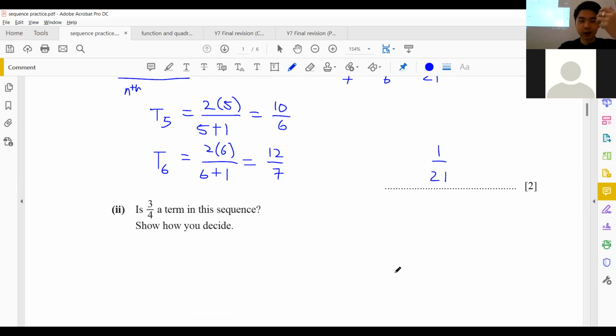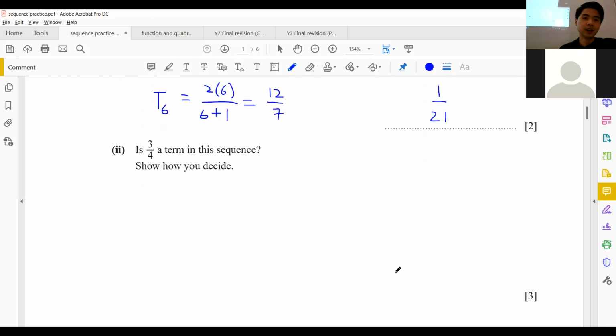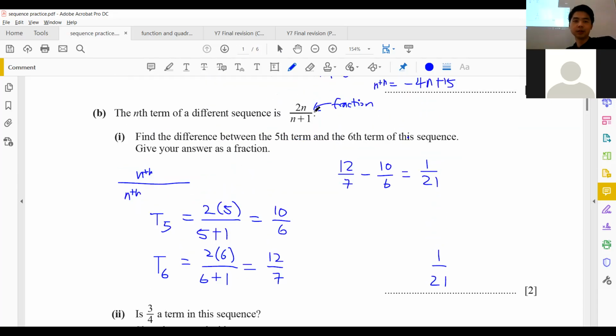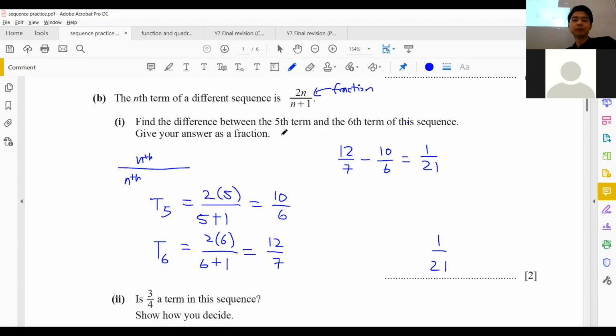Now, a question for the class. Is 3/4 a term in this sequence? How do we determine it? How do we answer this question? Is 3/4 a term in this sequence here? How do we determine if any number is a term in the sequence, guys? Anybody?